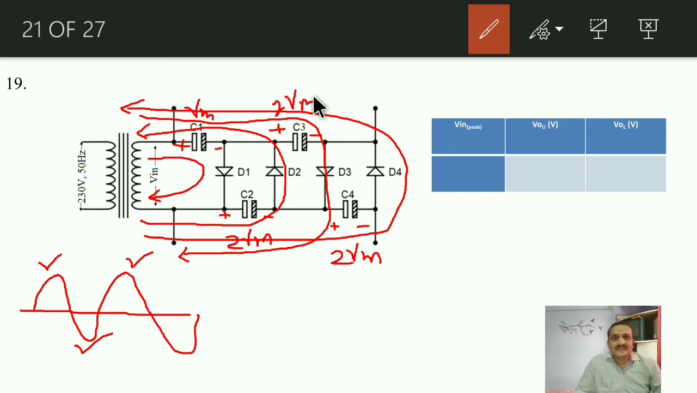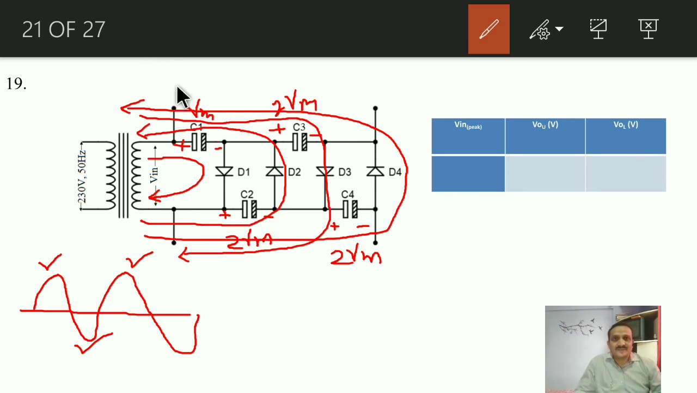Now see, you will observe only one capacitor, that is C1, is at Vm potential, and all the remaining capacitors are at twice of Vm potential. Whenever you go on to increase such pairs of capacitor and diode, you will observe that the remaining capacitors also will charge to twice of Vm.